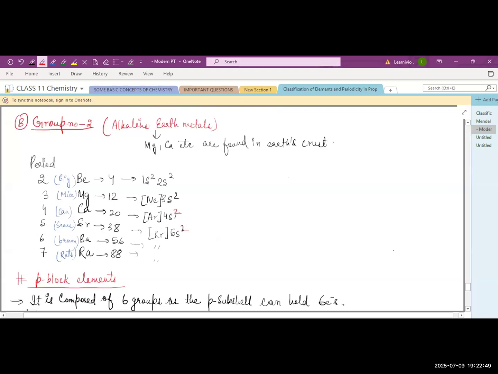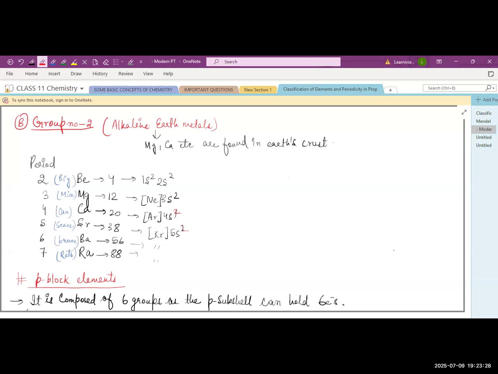So next is your group number two. Group number two is basically alkaline earth metals. I just told you why they are known as alkaline earth metals. Aniti, why are they known as alkaline earth metals? Because they're found in the earth. Yeah, basically.